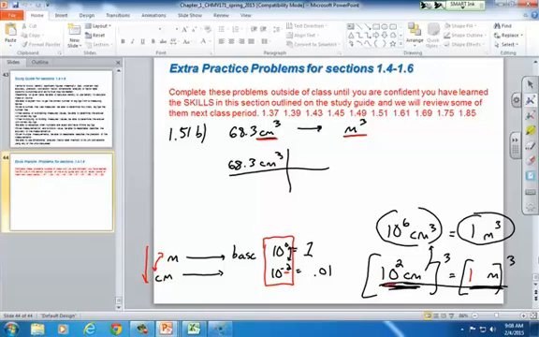And since I want centimeters cubed to cancel, I'll need to put the 10 to the 6 centimeters cubed on the bottom. And that's equal to 1 meter cubed, so I have to put that on top. When two things are equal, I have to put one over the other. So now the centimeters cubed cancels, since anything divided by itself equals 1. Then I just have to put that in my calculator. And when I do, I get 6.83 times 10 to the negative 5th meters cubed.